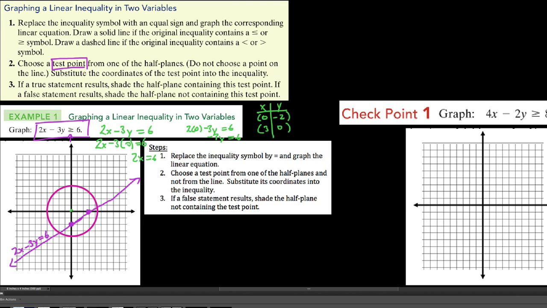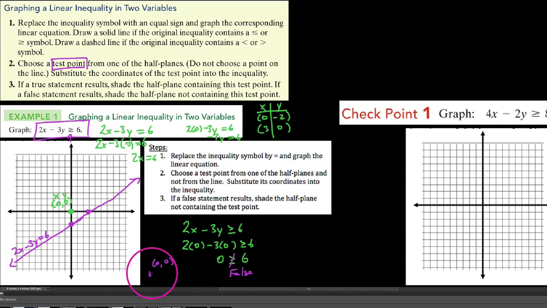The easiest point that I can think of that is not on this line, and if you can help it, the easiest point not on the line, if it's ever 0, 0, use 0, 0. We're going to substitute the coordinates of the test point into the original inequality: 2x minus 3y is greater than or equal to 6. If we plug in the point 0, 0, anything in standard form, the whole left side just becomes a 0. So we get the statement that 0 is greater than or equal to 6, which is a false statement. I'm even going to write false here. And so 0, 0 is not a solution.